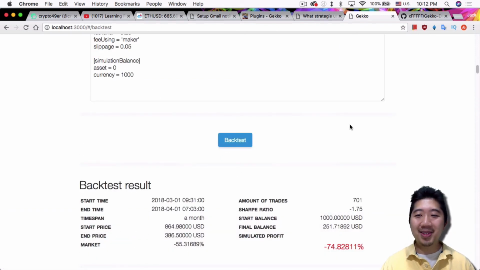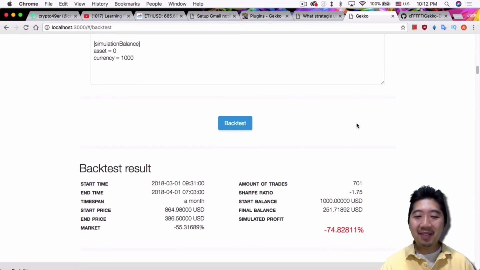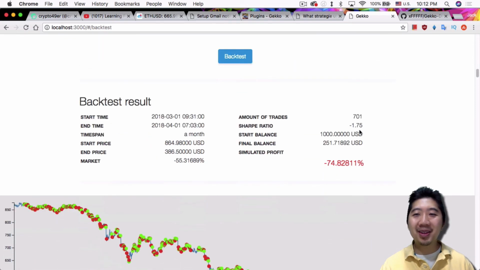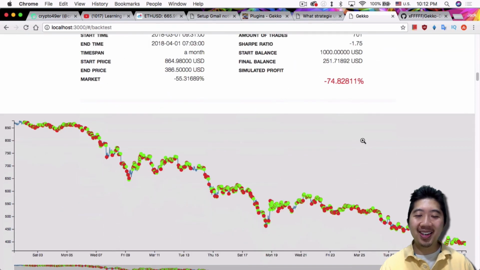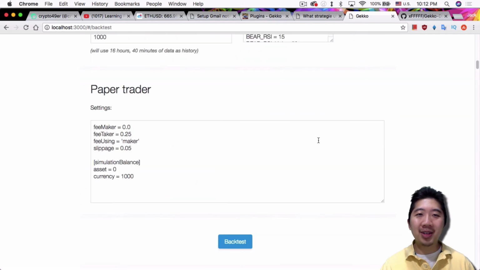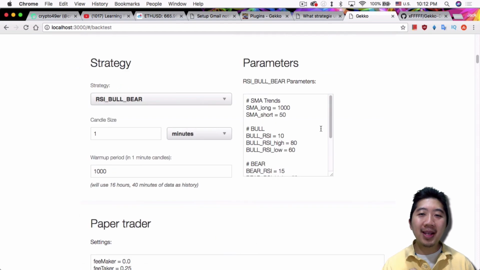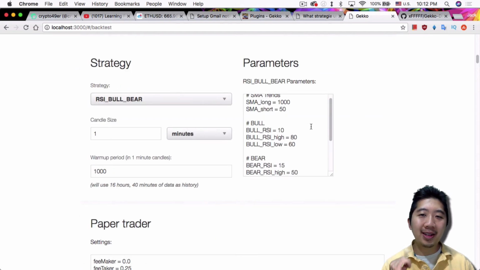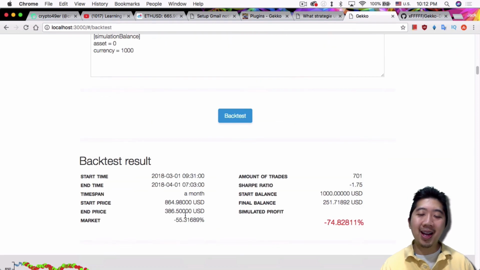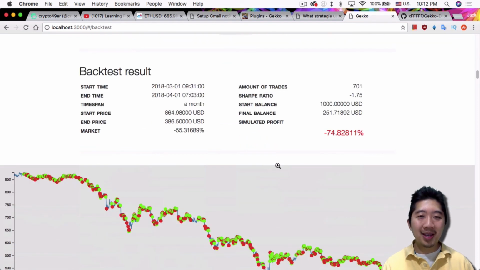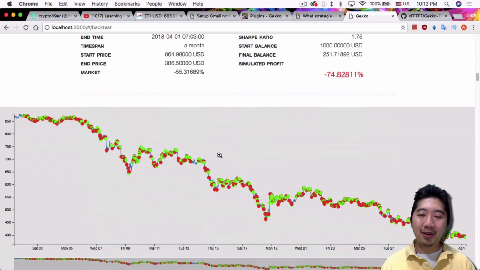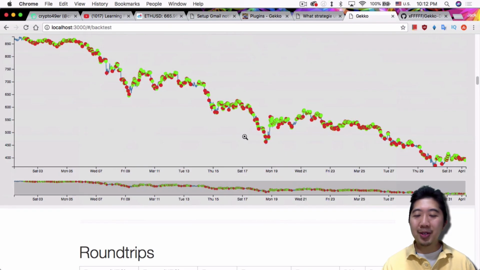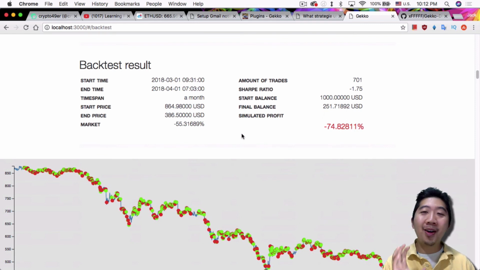It's finally done. So look at that. 74%. It actually lost more than the market did. So this is not exactly a good strategy. Again, I'm probably not setting the RSI settings correctly, but going into a bear market, this is not exactly the strategy to use. If you don't know the correct settings, this is definitely not the strategy to use for a bear market.